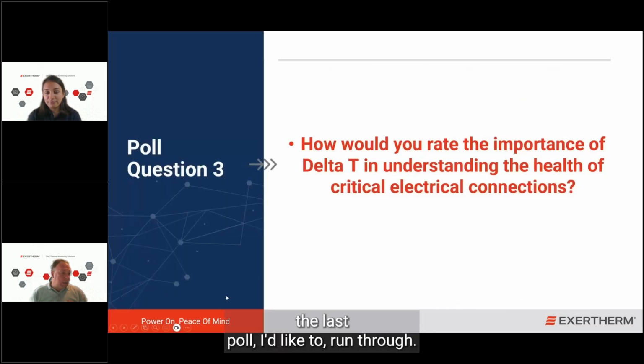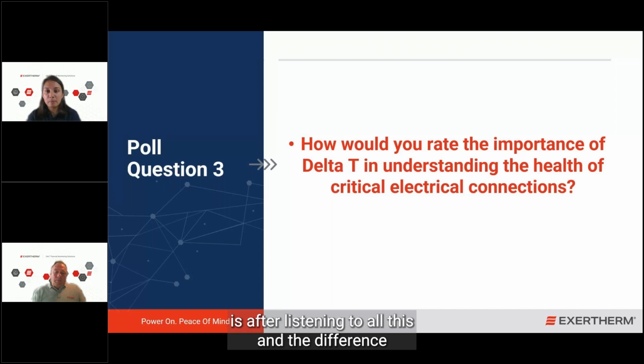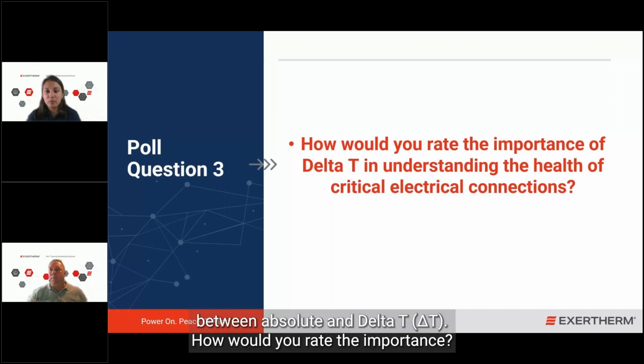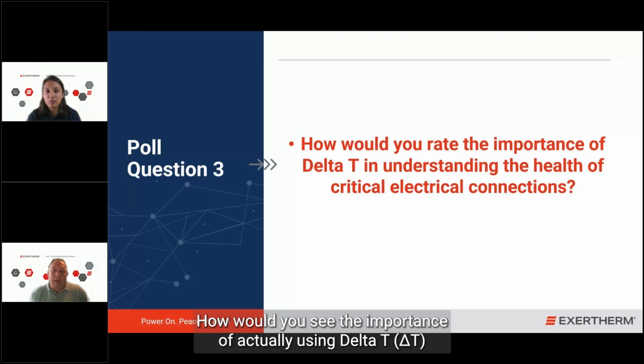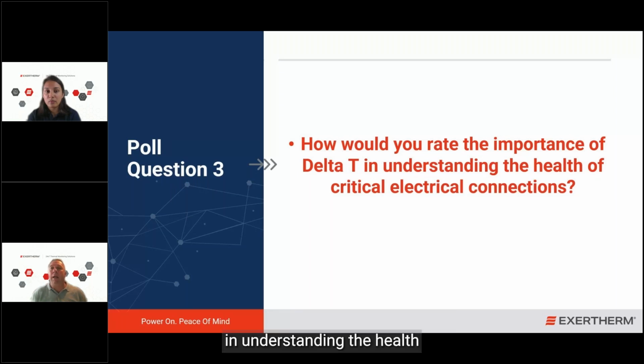So the last poll I'd like to run through, let me just get it on the screen here, is: after listening to all this and the difference between absolutes and delta Ts, how would you rate the importance? How would you see the importance of actually using delta T in understanding the health of your critical electrical connections?